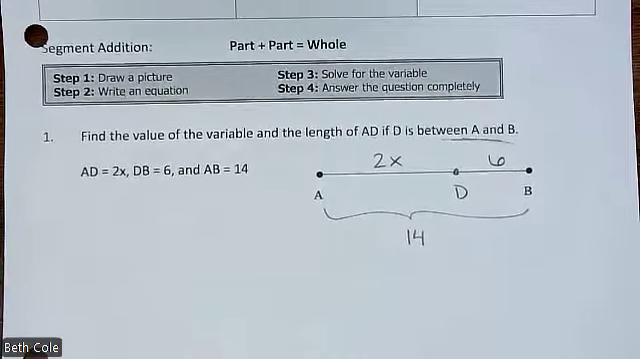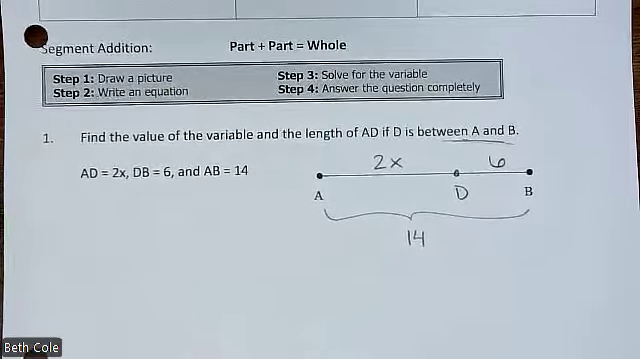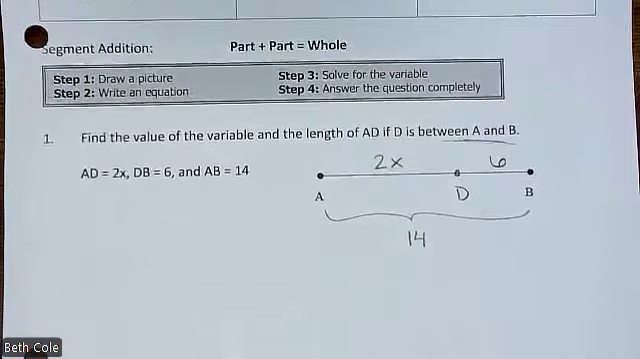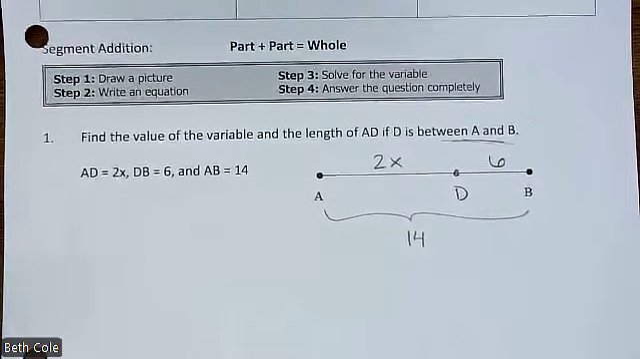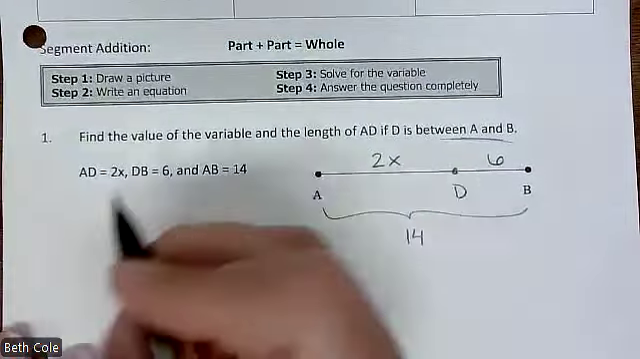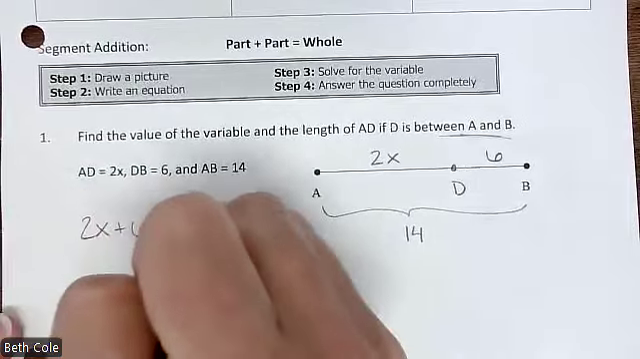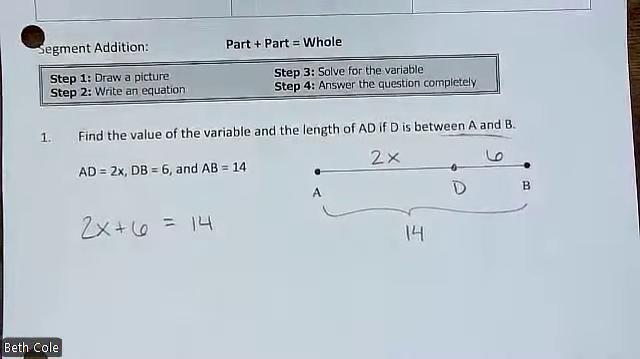Now, you have some common sense. This is not going to be that hard. Please don't talk over me. Part plus part equals whole thing. Who thinks they can set it up? 2x plus 6, good. Good, that's it. That's all that there is to this.